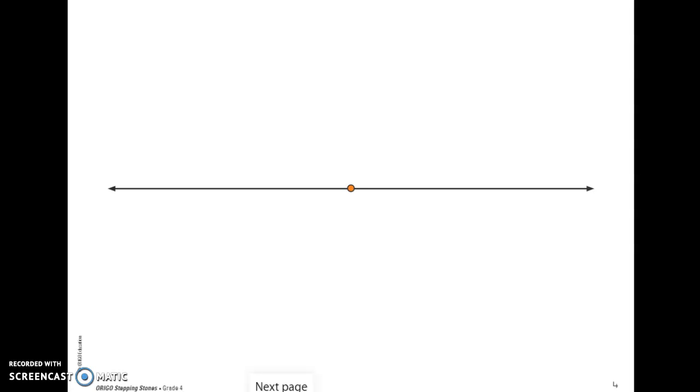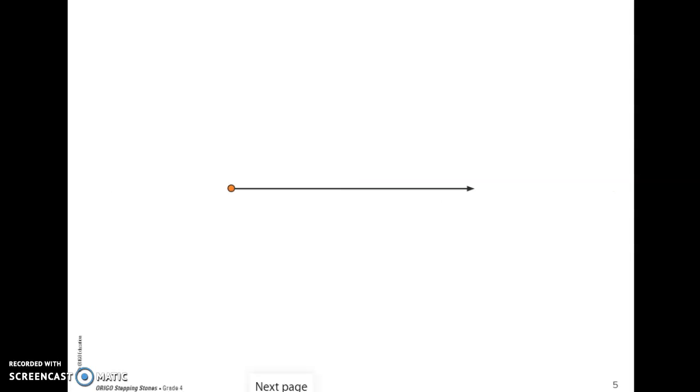If we look at this point on our number line, this is what we would look at as a ray. A ray is going to have a starting point, but it has to go through another point and then move on forever. So if we have our starting point and then it moves on through here, this is going to be our ray from the starting point, moving out in one direction.